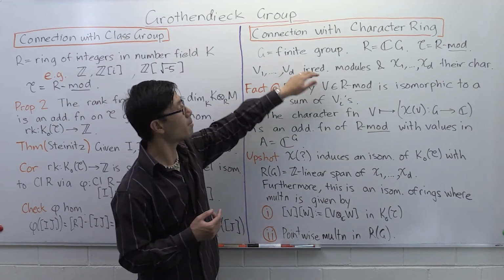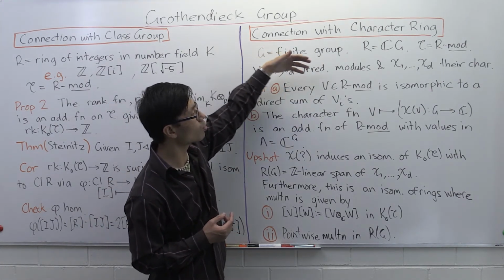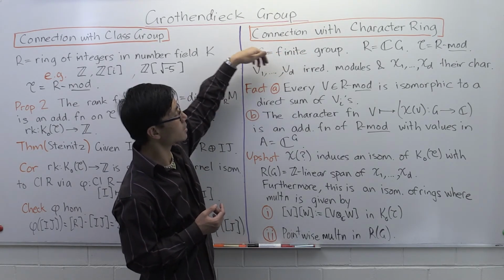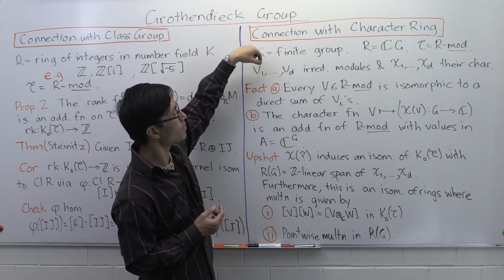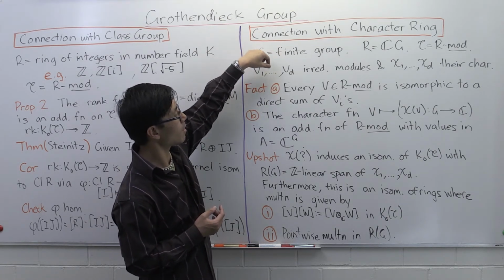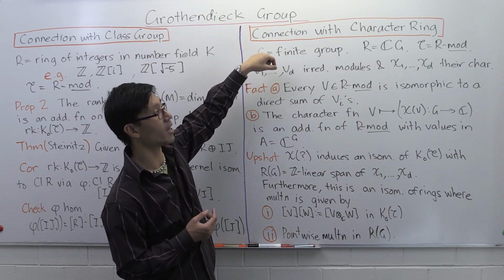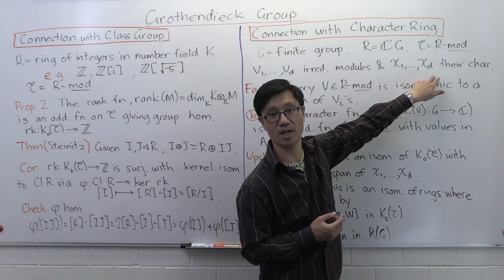Okay, and remember, these irreducible modules correspond to representations, so each of the group elements acts on these finite dimensional vector spaces, and since each of the group elements acts on each of these irreducible modules, you can talk about the trace of that action, of the endomorphism. Okay, so they'll give you the characters chi 1 up to chi d.